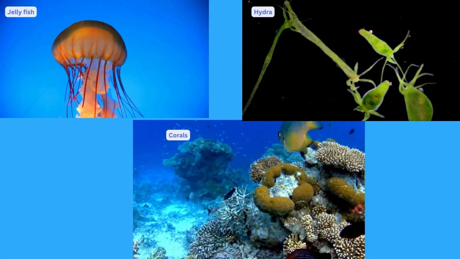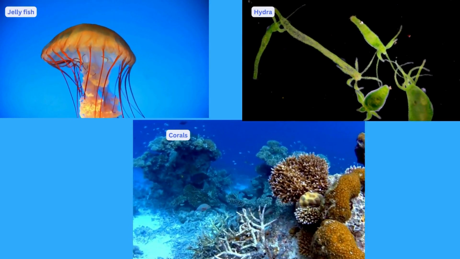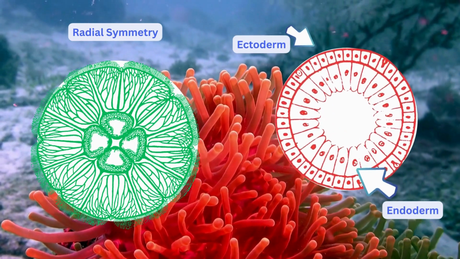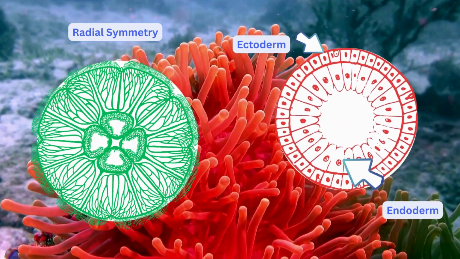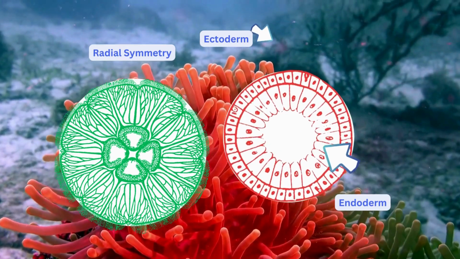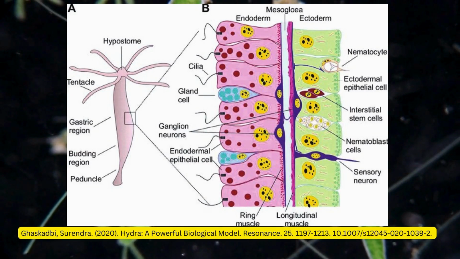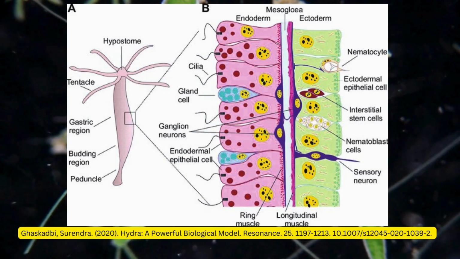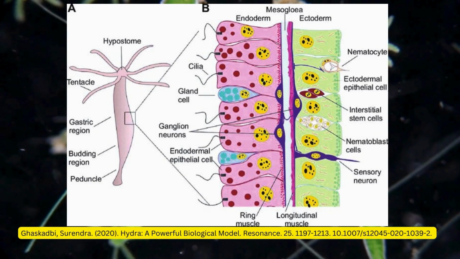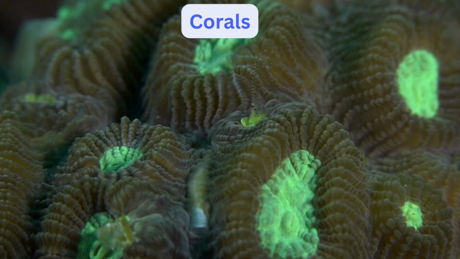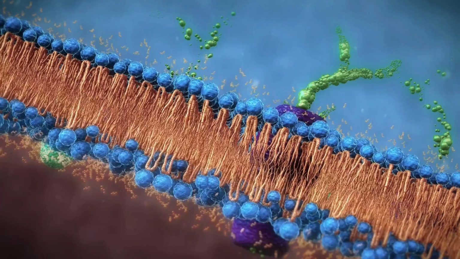Cnidarians are aquatic, mostly marine, with some freshwater species like hydra. Cnidarians exhibit radial symmetry. They are diploblastic with two germ layers, ectoderm and endoderm. Their body wall has an outer epidermis, an inner gastrodermis, and a gelatinous mesoglea. They have an incomplete digestive tract with both intracellular and extracellular digestion.